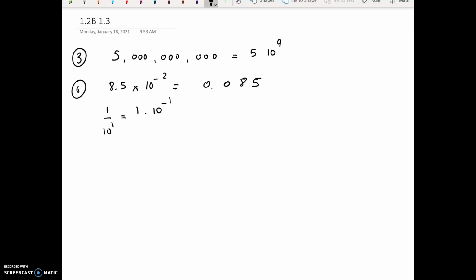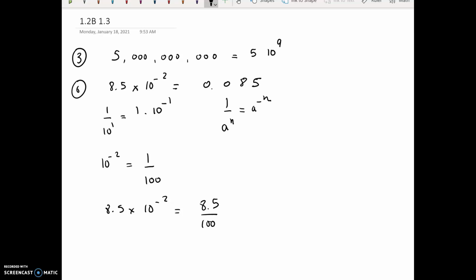Because when you are at 1 over 10 to the 1, which is 1 times 10 to the negative 1, this is coming from the rule of exponent: 1 over a to the n equals a to the negative n. So when you have 10 to the negative 2, it's exactly as if you were dividing by 100. Therefore, your 8.5 multiplied by 10 to the negative 2 is like 8.5 divided by 100. And so you are going to move the period to the left 1 time and 2 times.